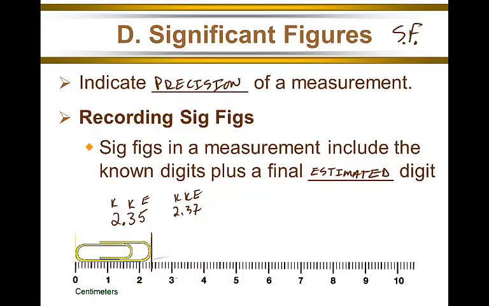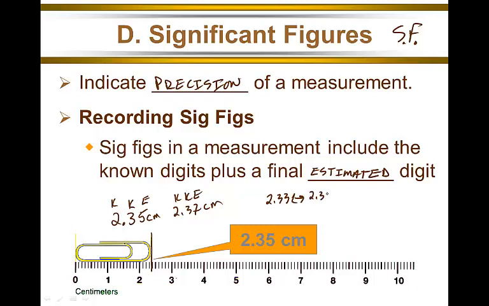Especially when we're dealing with human beings, because when we're using rulers or graduated cylinders, you're reading it and estimating where that line is falling. How Mr. Friedman reads it and how I read it could be different. Both of us are going to say 2.3, because we know it's greater than 2.3, but that estimated digit is based on how you view it. So what we're going to do is work on counting significant figures first.